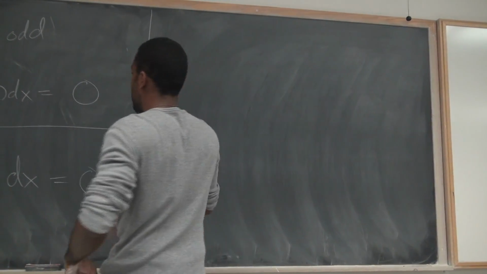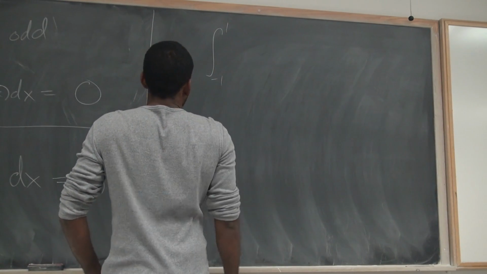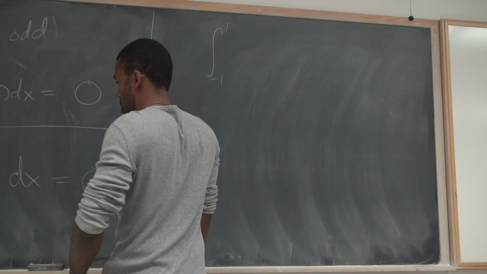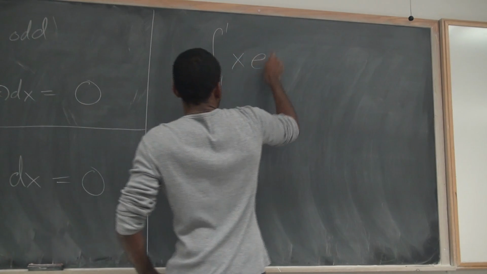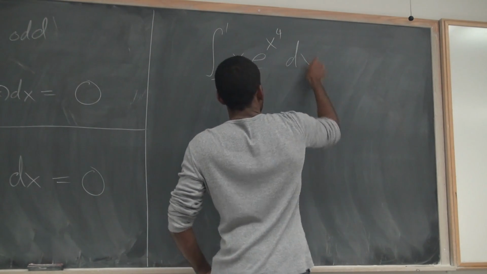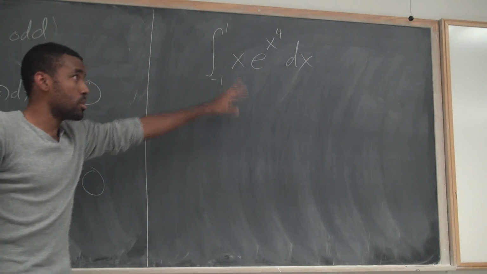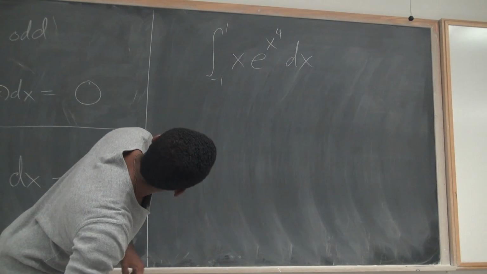So yeah, if I do something like the integral from minus 1 to 1, that's a nice odd function, x e to the x to the 4th dx. We're going to learn to integrate things similar to this, but this actually does have an antiderivative.